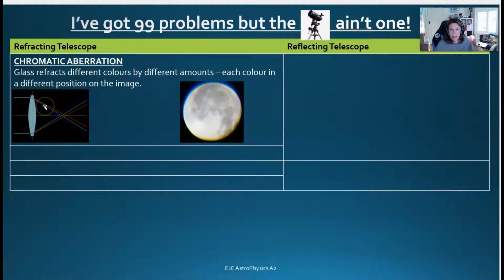You can get asked to draw chromatic aberration. This is how you do it. You draw the lens and then you draw the red light refracted least and the blue light refracted most, and draw the central line through the middle. You don't have to draw the green light, but you need to draw the central line through the middle.